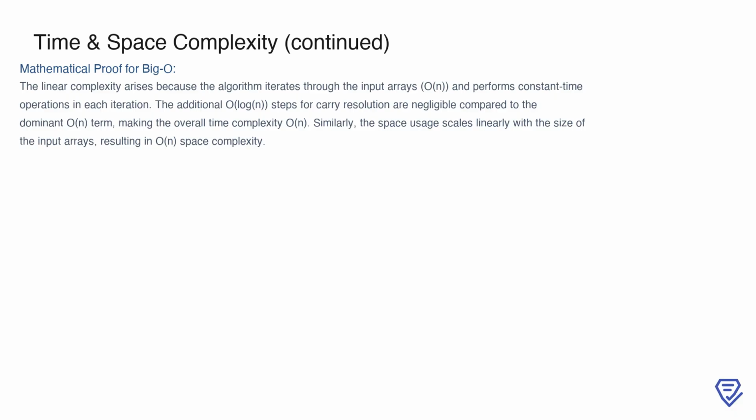Similarly, the space complexity scales linearly because we store reversed copies of the input arrays and the result array, both of which are proportional to the input size. Thus, the overall space complexity is n, confirming that the algorithm is both time and space efficient.